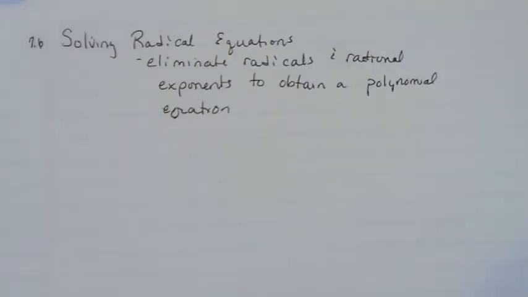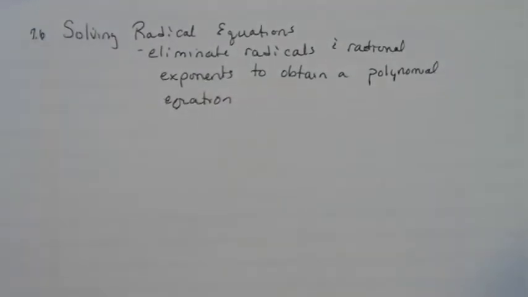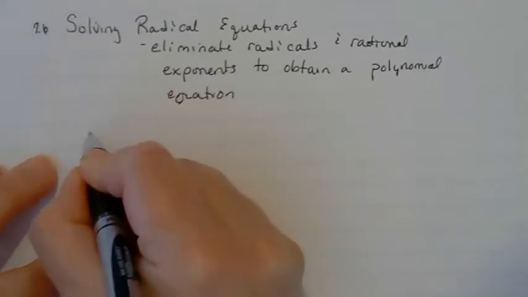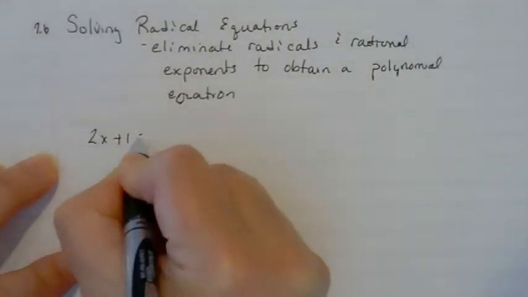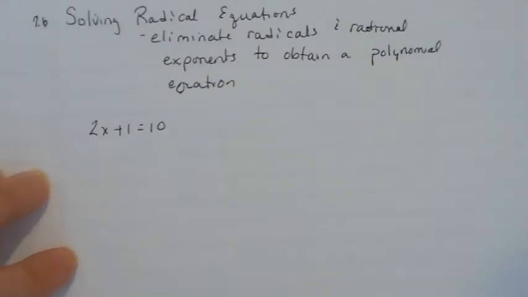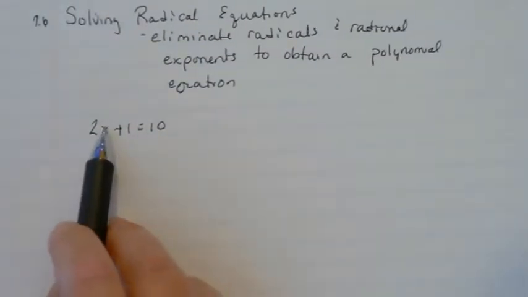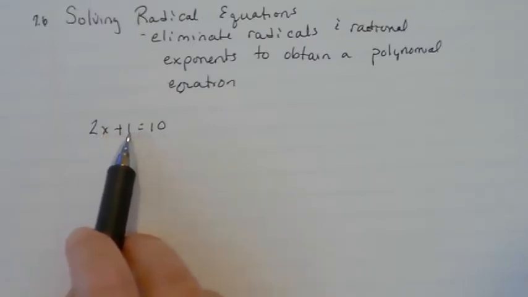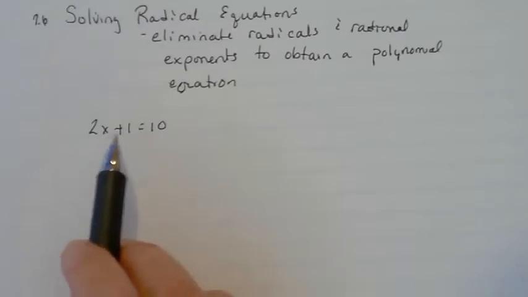This is lesson 7.6, solving radical equations. I just want to remind you, when you're solving equations, I'm going to go back to something linear. If I had something like this and I wanted to solve, my ultimate goal is to find out what solution, what value I could put in for x that would make this a true statement. So I'm looking for what would make this true.